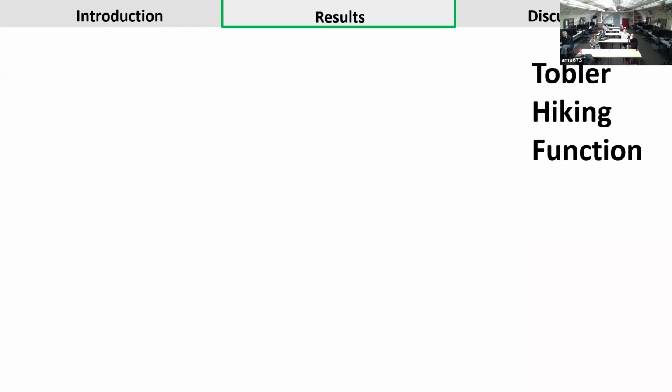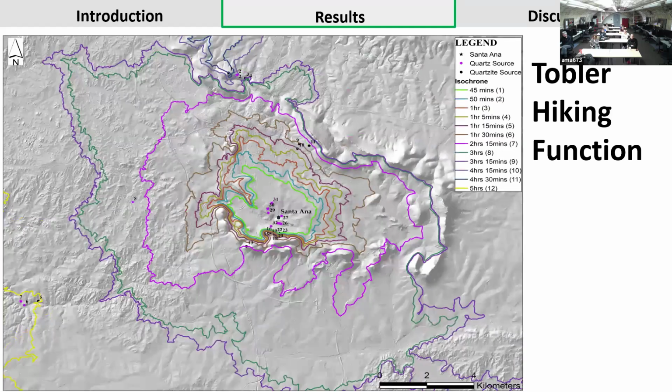So least cost path calculates the distance from one point to the other, and that's what we've seen. But the tabular hiking function, I've used it to calculate the time it takes to travel from Santa Ana to all the other points. So you can see here the isochrones. You can see Santa Ana Cave, and all these isochrones stand for the time it is going to take. You can see the legend here, the time from Santa Ana to all of these.